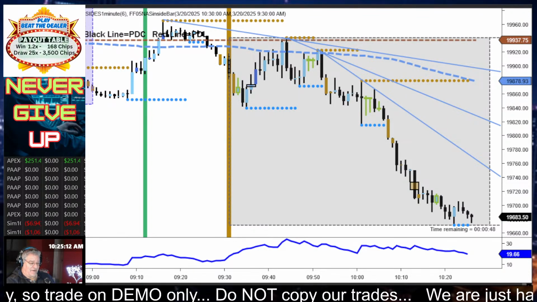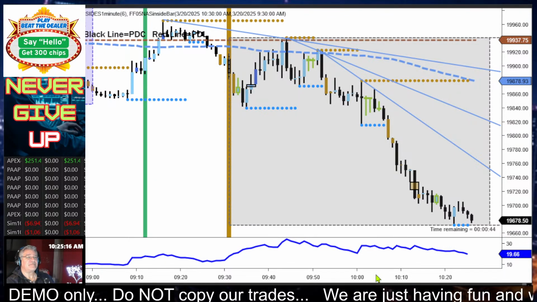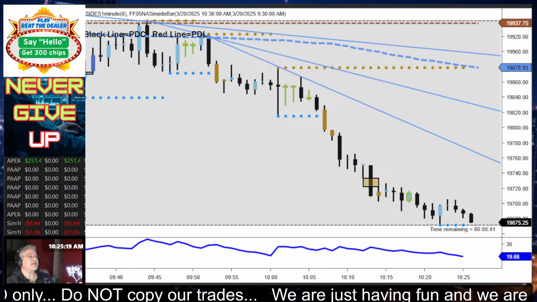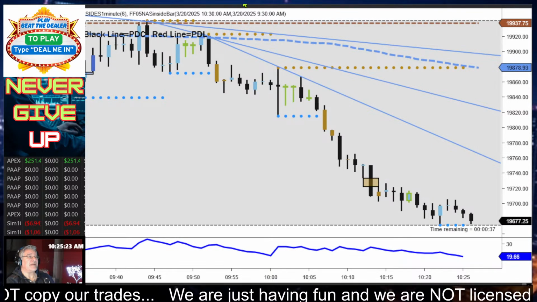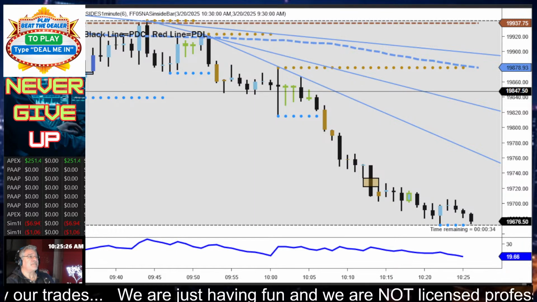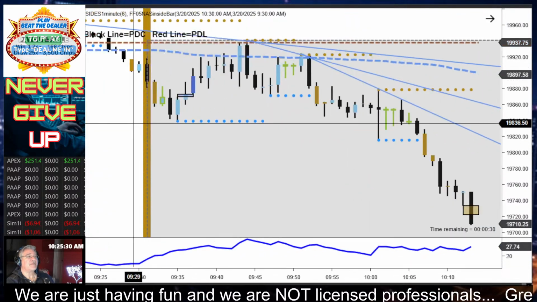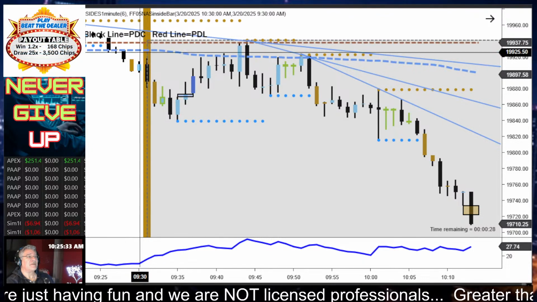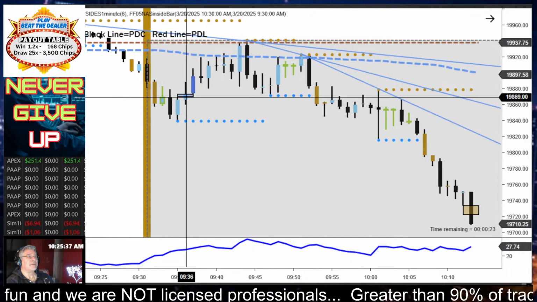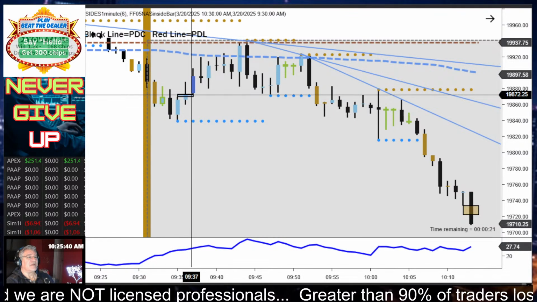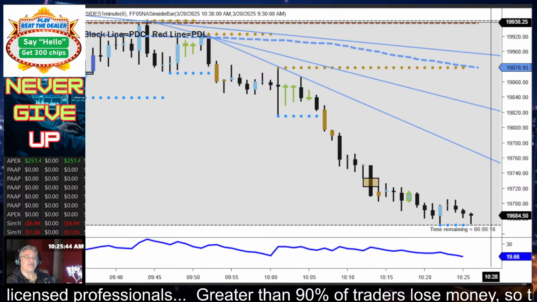Still moving lower. The shorts are getting paid today. What was the first fair value gap for today? Where are you going? There was a bounce off it right here. That was a nice trade. I keep forgetting to look for that one.